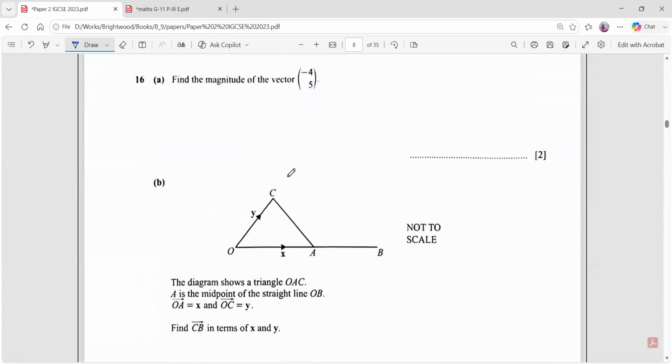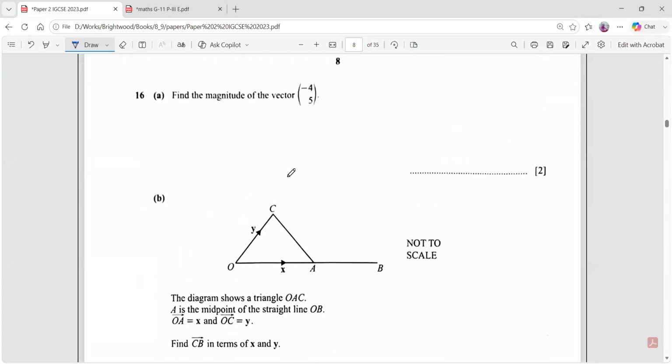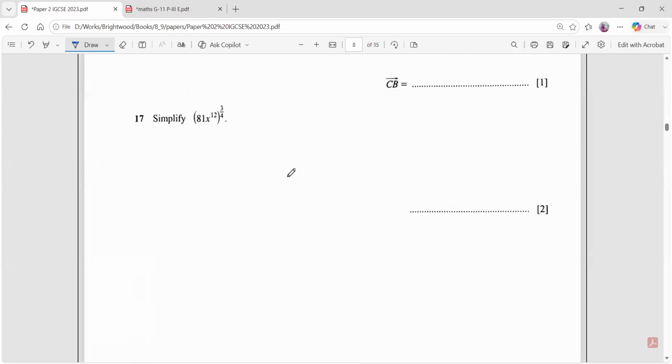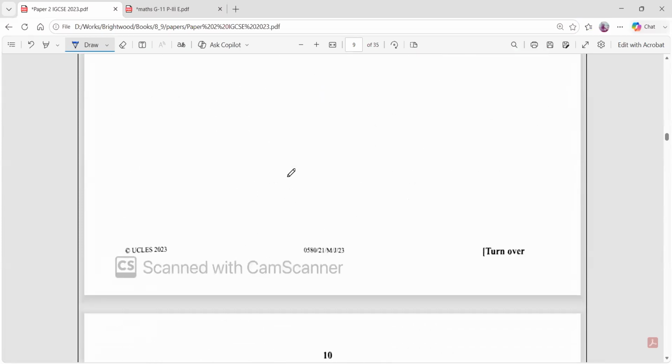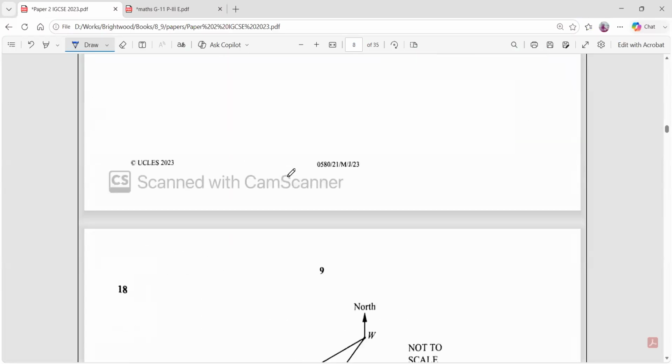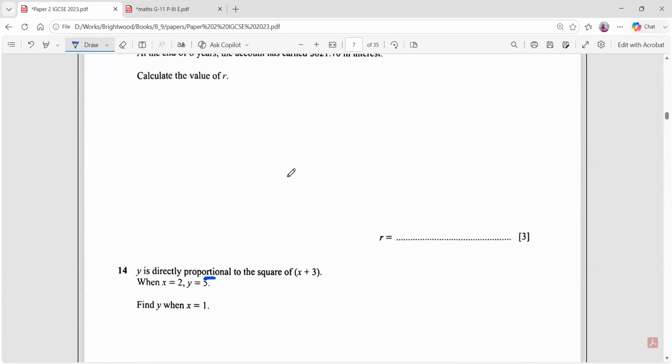Now next one. They are asking to find the magnitude of the vector, and the diagram shows triangle OAC. A is the midpoint of the straight line OB, and OA is x and OC is y. Find CB in terms of these. Okay, vectors. I will explain this one. It's better to explain it day after tomorrow, no? So please write these answers and send me back. Clear? Can you please write these answers, all of them, this note, and send me back, okay? Sure?